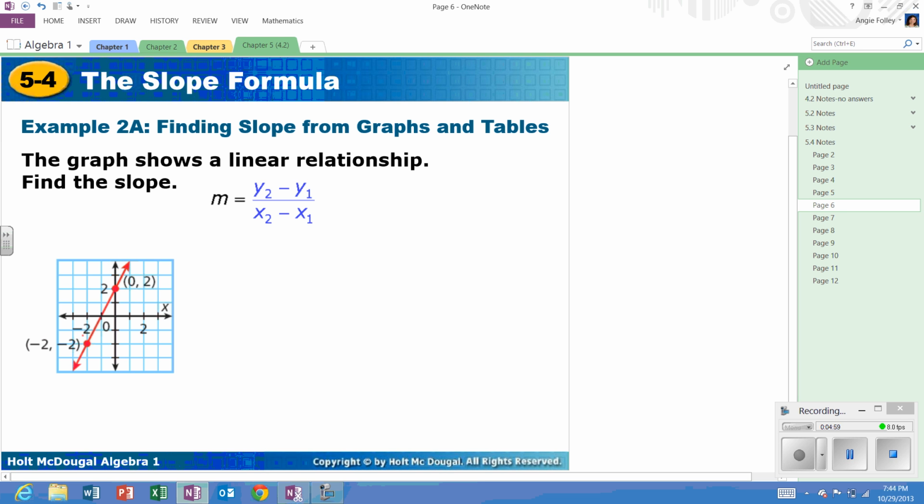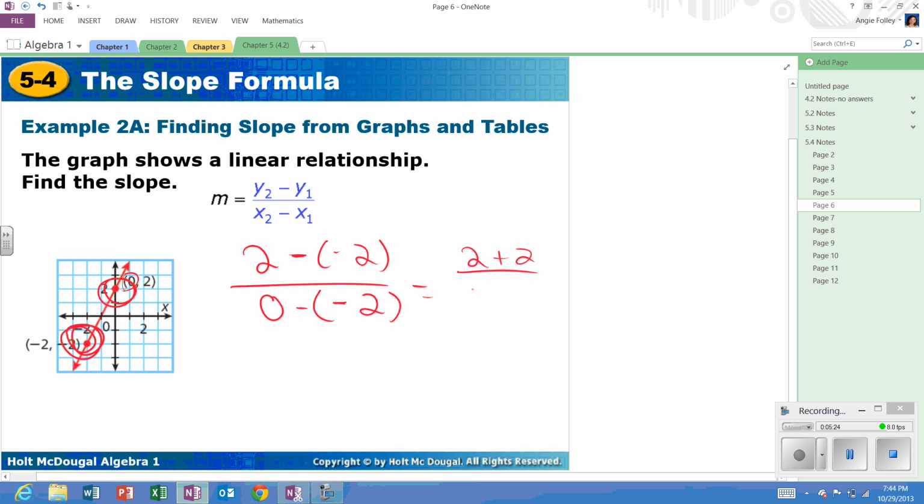I'm going to use this as my first point, and this is my second point. So my y2 is 2. My y1 is -2, so minus a -2, divided by my x2, which is right up here, which is 0, minus my x1, which is a -2. So now I've got 2 plus 2 divided by 0 plus 2, which comes out to 4 over 2. 4 divided by 2 is 2.